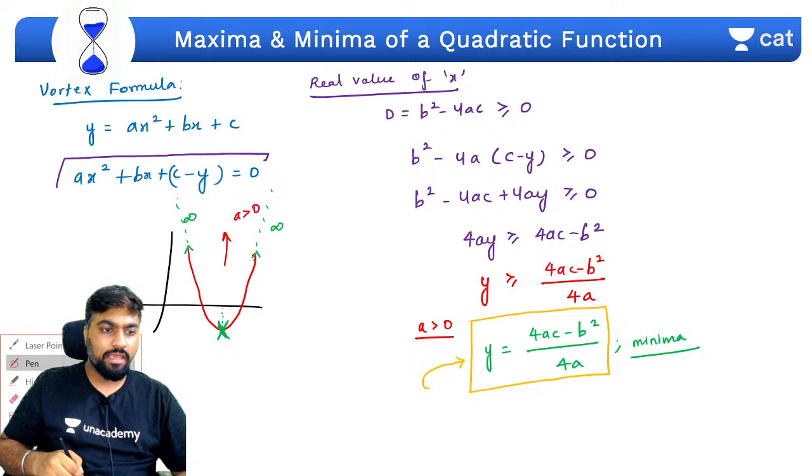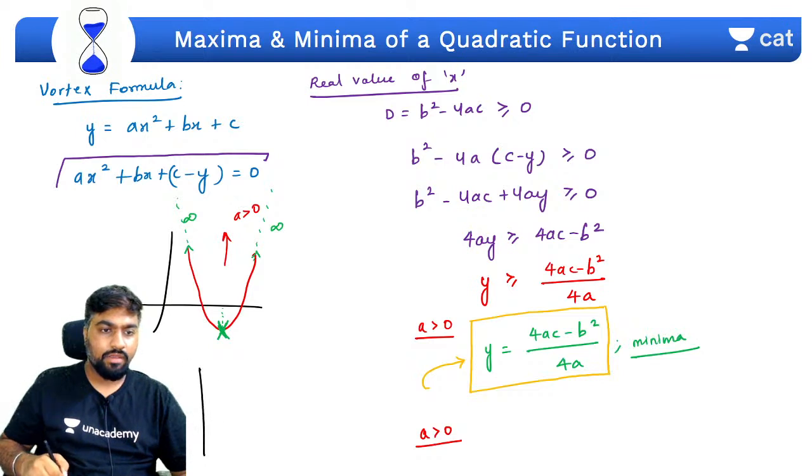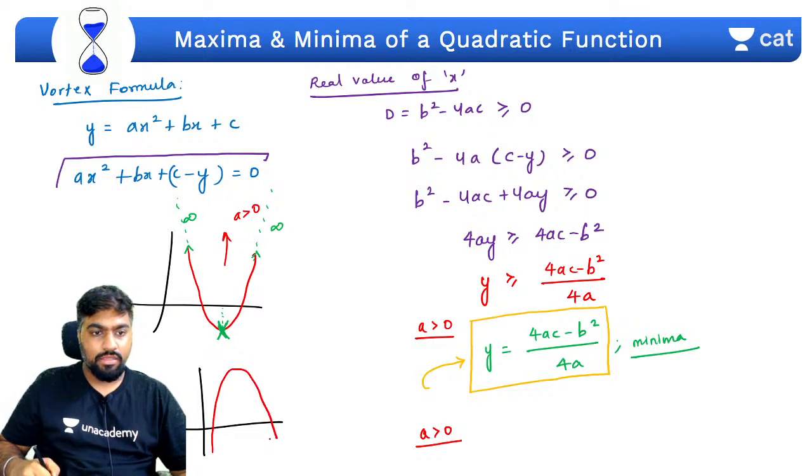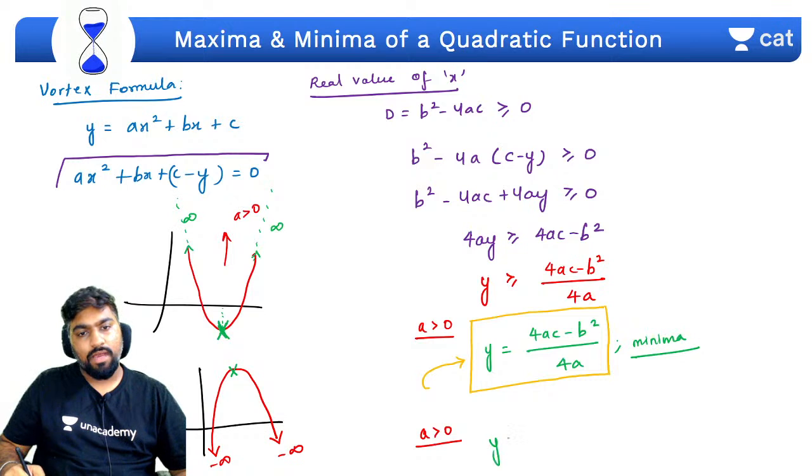Yes. In the same way, if I tell you that a is less than 0, then what will happen? What will happen if a is less than 0? Our function will look like what? This, right? How will our function open? Upward, like this. Will there be a minimum value here? No. Minimum value will keep going till negative infinity, correct? On both sides. So what will be the maximum point then? This will be the maximum point, which is the same: y equal to 4ac minus b square by 4a. This is where your maxima will lie.